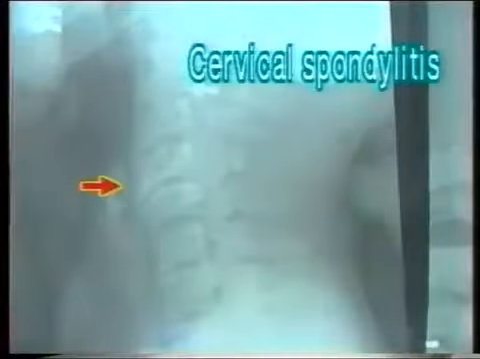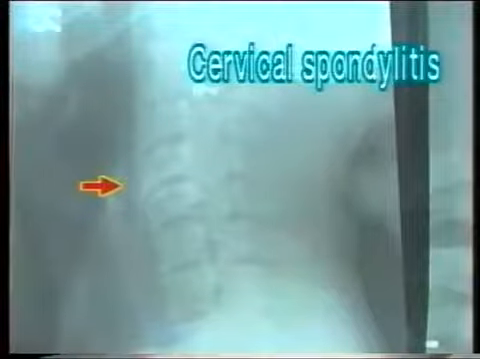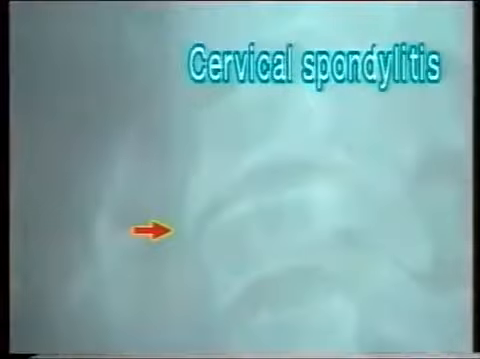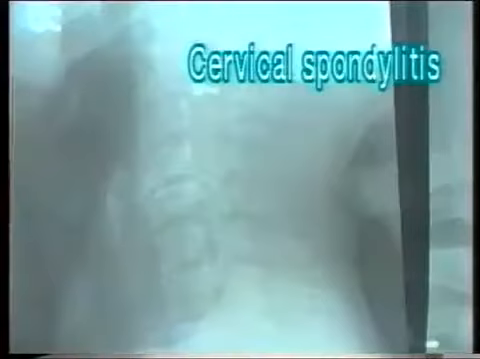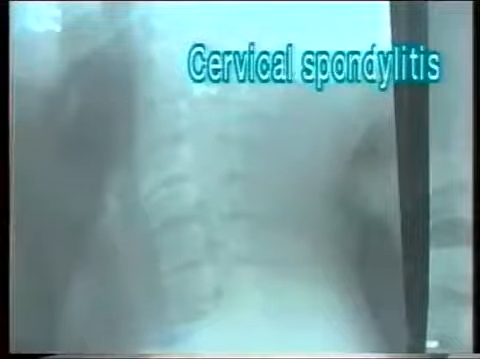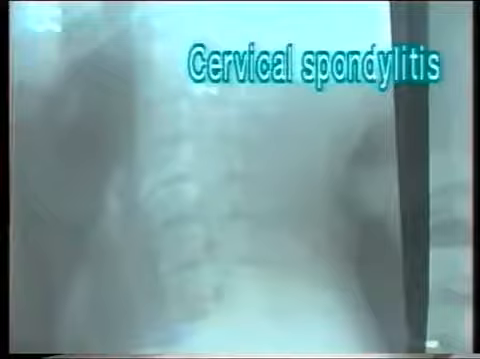This is another X-ray showing cervical spondylitis. Note the marked reduction of the joint space between the fourth and the fifth cervical vertebrae. There are large anterior osteophytes. They look like the beak of a bird. This is termed as beaking of the vertebrae. Also note that the anterior convexity of the cervical spine is reduced and it is straightened due to the spasm of the paraspinal muscles. This is a typical picture of cervical spondylitis.